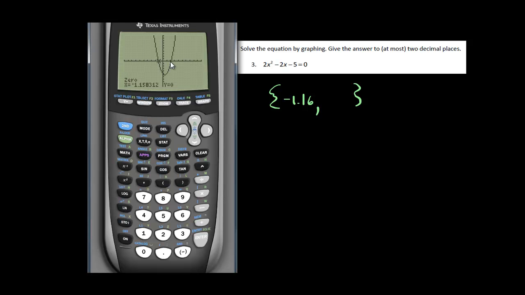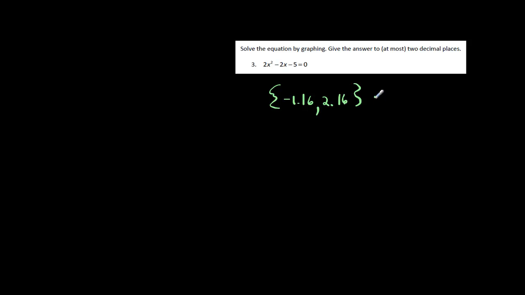You want to find this 0 here, so let's hit second trace again. 2. So for this one, your left bound is going to be just before you hit that 0. So keep going. That's right before it, so that's good. So hit enter. The right bound is going to be right after it. So keep going till you hit after it. Hit enter and then guess, enter again. Your 0 is going to be 2.16, and you see that right here. So let's write that down. 2.16. And that's it.